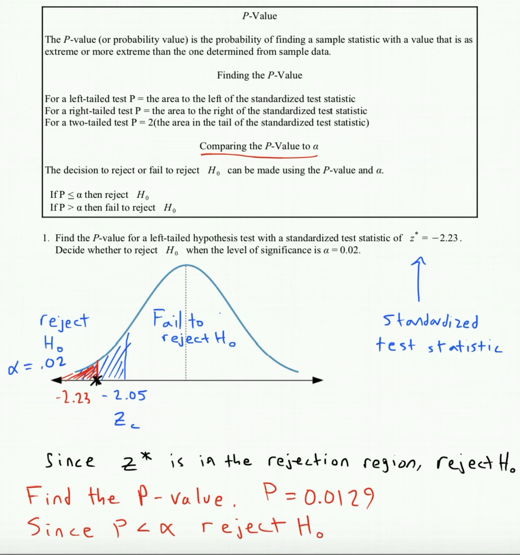And that should make sense from a geometrical standpoint. The area of the red is less than the area of the blue, and that implies that the standardized test statistic must be within the rejection region.